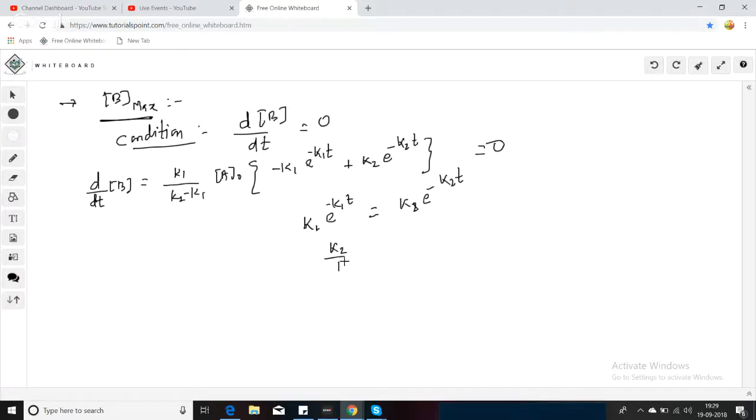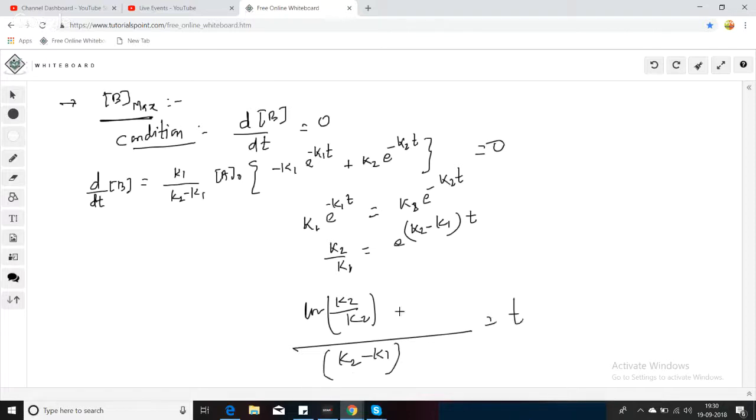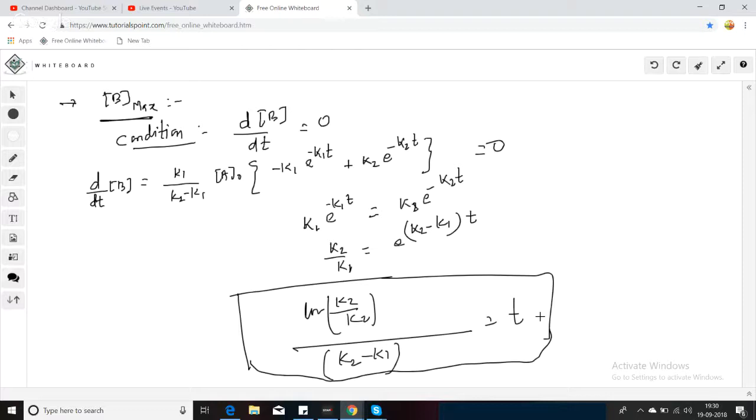K2 by K1 is what? e to the power K2 minus K1 into t. Take ln both sides, because time also we have to find out, no? ln K2 by K1 divided by K2 minus K1 is equal to t. This is the time after which the concentration of B becomes maximum. Yes or no? Yes. Write down this thing here: the time after which the concentration of B becomes maximum. This one they ask. Sorry, we have K1 here. Whatever formula we are doing for B, that you must remember, whether it is time or B max, we are going to do after this at B itself.